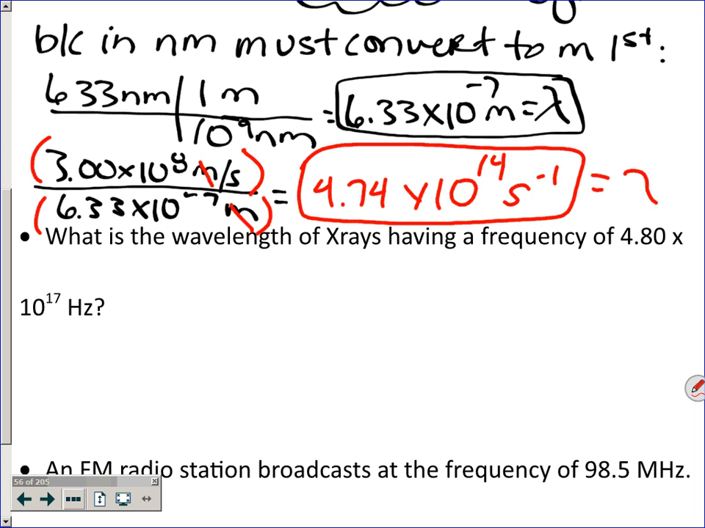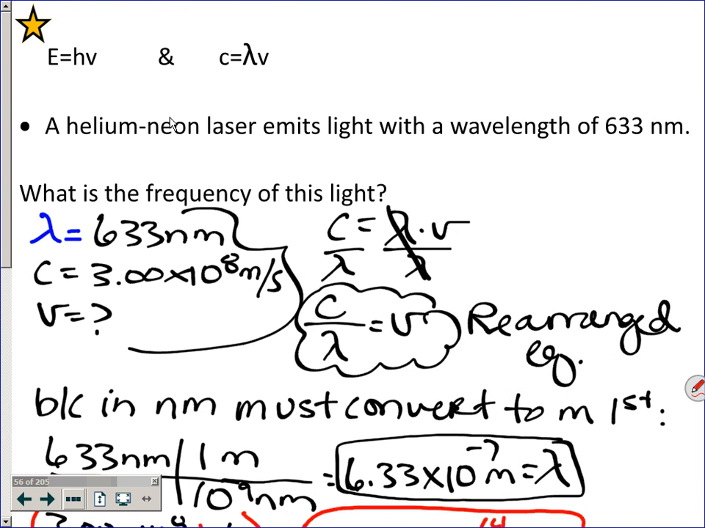Okay, not that frequency. All right, so I'm going to move along with this same question. I'm not going down to the second one yet. I want you to now calculate the energy of this wave you just found, this frequency you just found. So the energy of this helium neon laser.